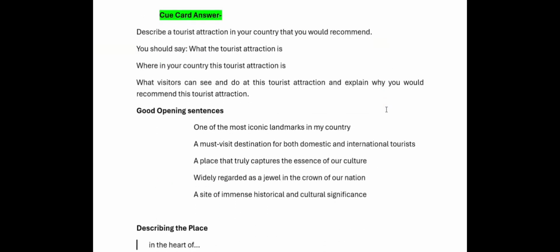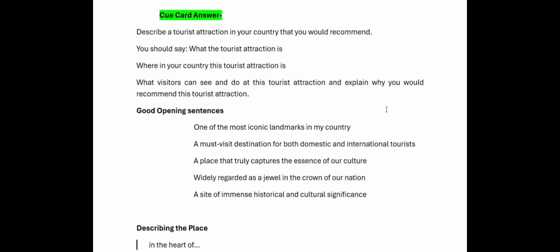Now let's go through the sample answers. The question: describe a tourist attraction in your country that you would recommend. You should say what the tourist attraction is. So speak about that particular tourist attraction. What was it? Second, where in your country this tourist attraction is. Speak about the geographical details.